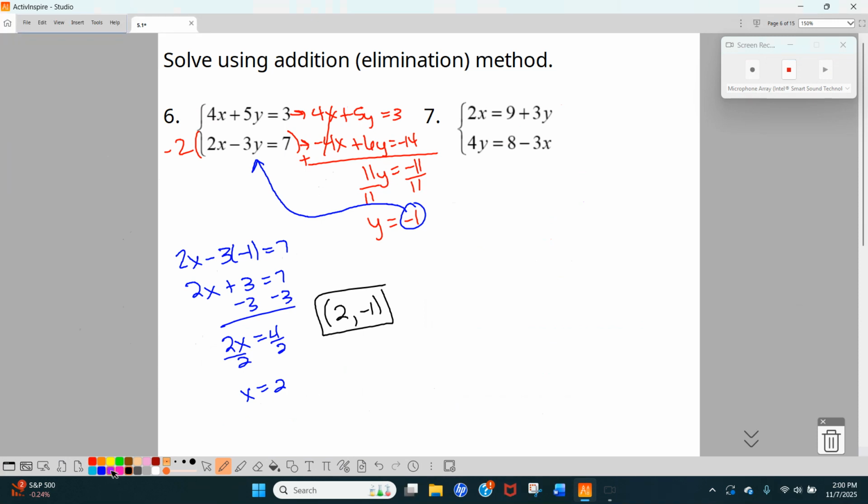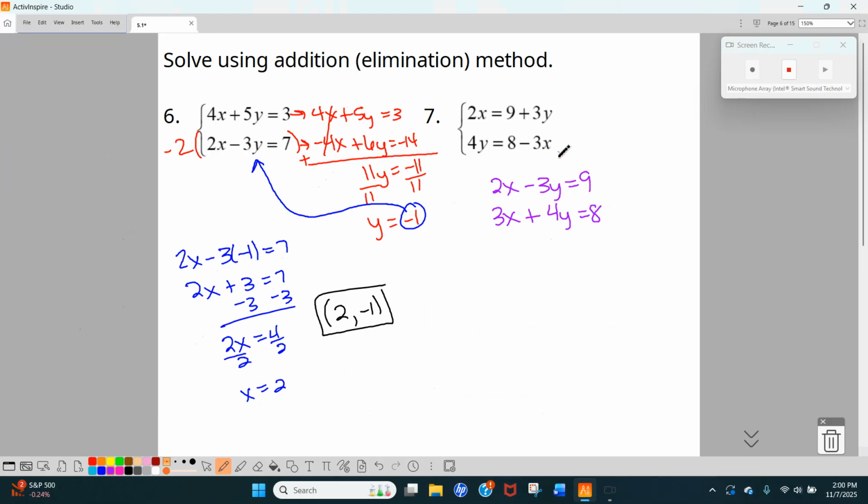All right, so number 7. The first thing I want to do is make sure that everything has matching pieces lined up, and we like it to be standard form. So I'm going to subtract 3y and make this 2x minus 3y is equal to 9. I'm going to add the 3x, and this one will be 3x plus 4y is equal to 8. So then this is the system I'm trying to solve.